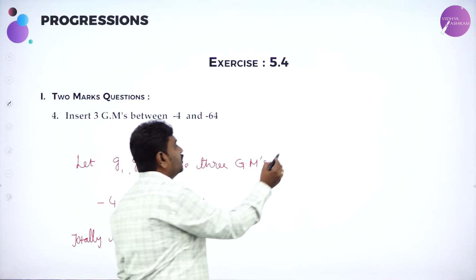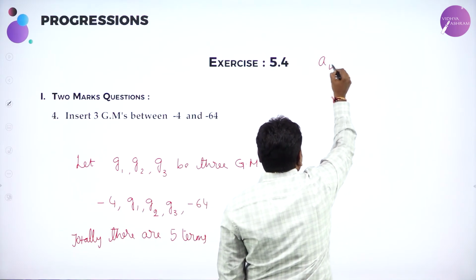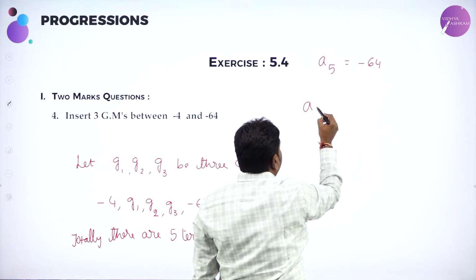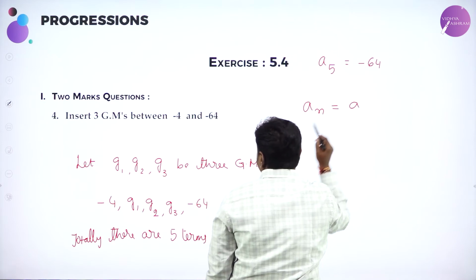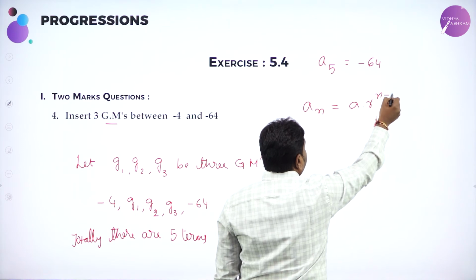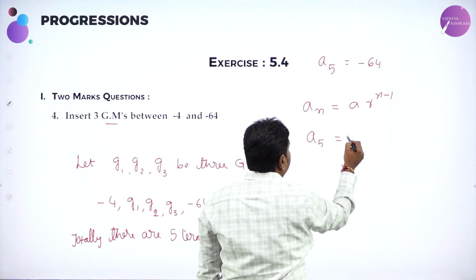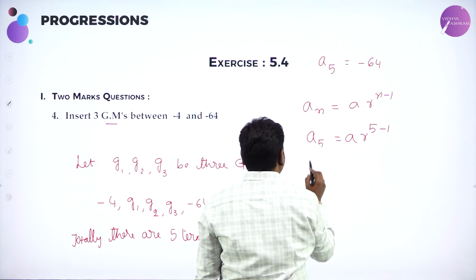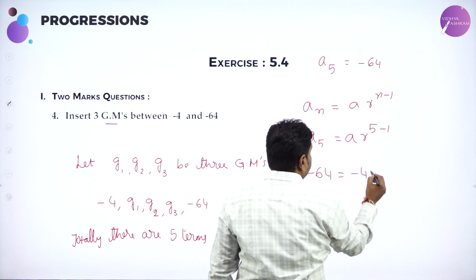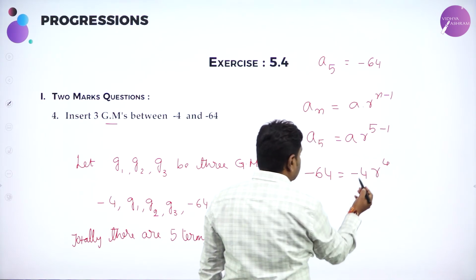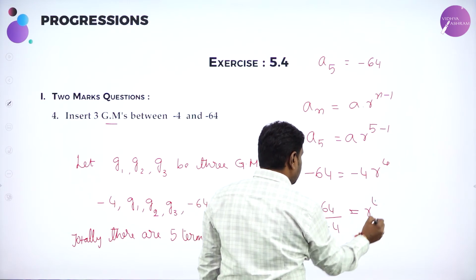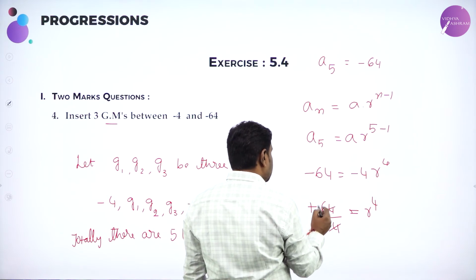Now coming to this, the fifth term A5 is the last term, that is minus 64. Fifth term means, you know the an formula for GP. They mentioned it is GP, and they want the geometric means. So I'll use a r power n minus 1. So A5 is a into r power 5 minus 1. The fifth term is minus 64. a is the first term, minus 4, into r power 4, since 5 minus 1. Bring this over. Minus 64 by minus 4 is equal to r power 4. Minus minus cancel. 4 ones are 4, 4 16s are.